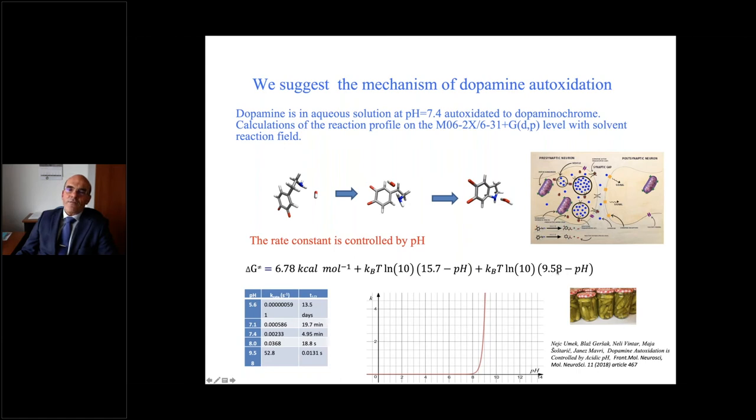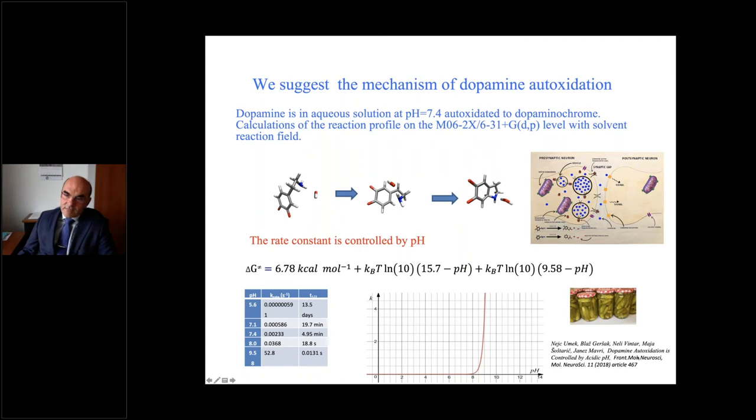9.58 is the pKa value of dopamine, and this second term is the energy necessary for dopamine deprotonation, and the other term here is the free energy cost required to produce OH ion, so hydroxide ion. And the idea is that the rate constant, so now we have an analytical expression of the activation energy as a function of pH, and we see here at acidic pH dopamine is not reactive. If you go to the physiological value and higher, this reaction becomes very, very fast.